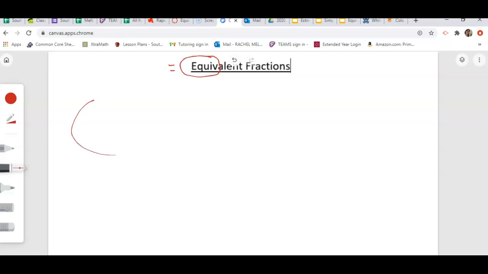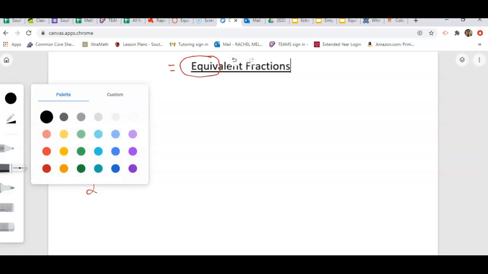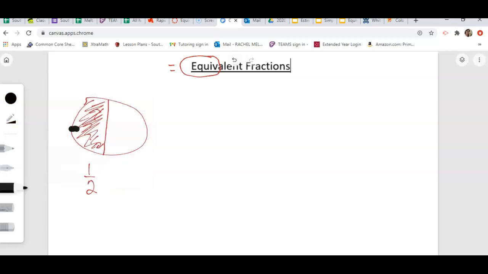So for instance, if I have a pizza, okay, and I cut that pizza in half, and I have 1/2 left and 1/2 is eaten. One name for this is 1/2. I could also cut that half in half again, and now there are 2 out of 4, 2/4 pieces.